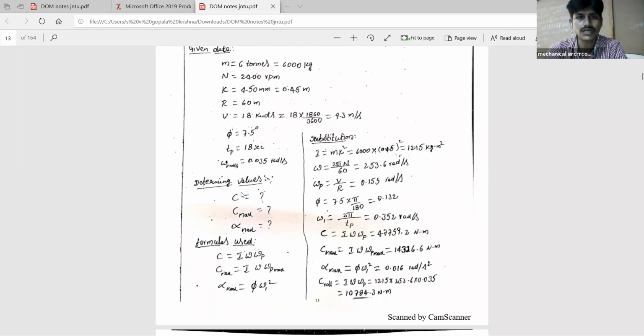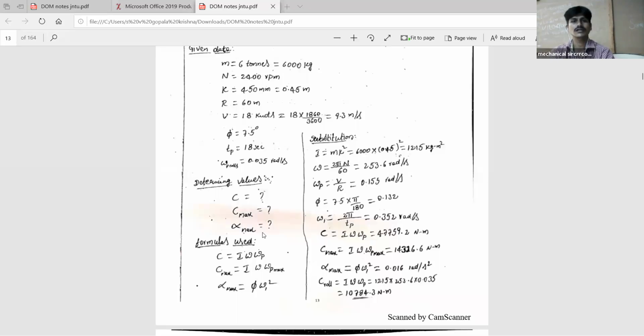Now coming to the determining values. What are they? The gyroscopic couple during steering, that is the C value, is required. At pitching, C max is also required, and alpha max, the angular acceleration, is also asked. And C roll. Those are the determining values.